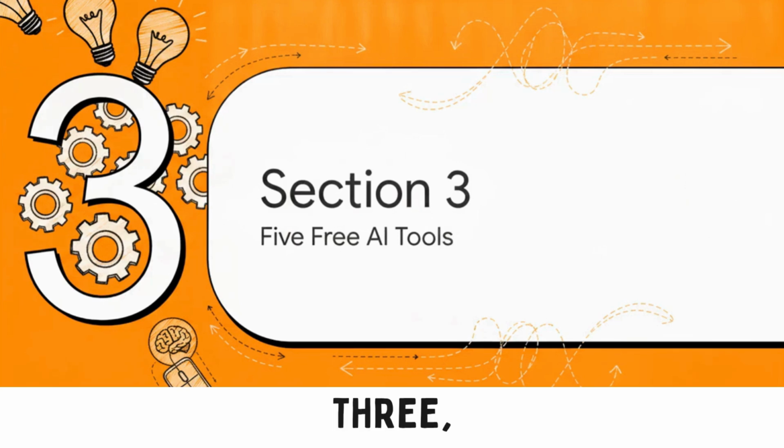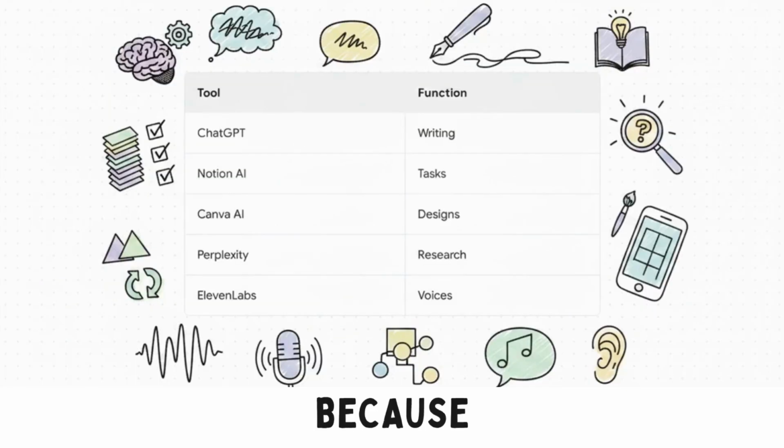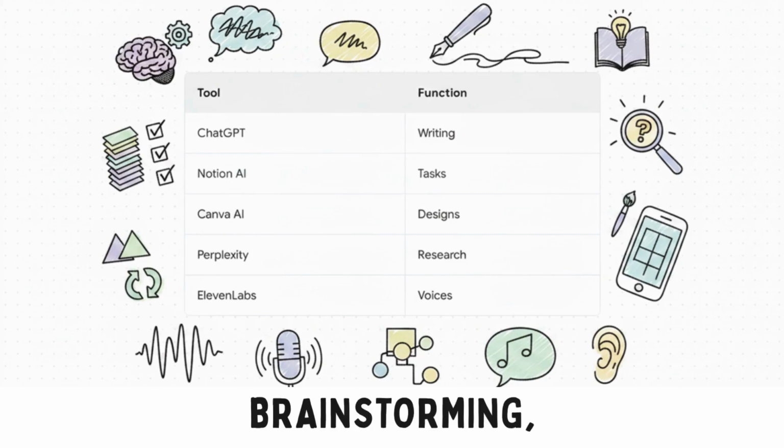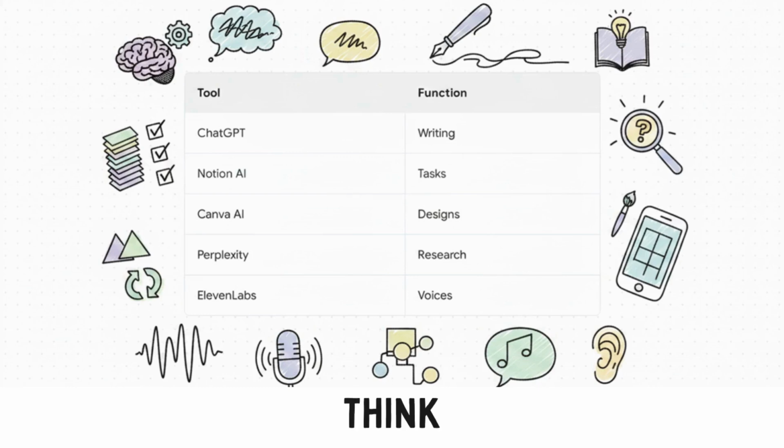Next up, Section 3, 5 free AI tools. Now that we actually know how to talk to the AI, we need the right tools for the job. Let's run through these quickly, because these 5 free tools are basically your new superpowers. First is ChatGPT, your absolute go-to for writing, learning, brainstorming, and just quickly solving problems. Think of it as your drafting board. Second, we have Notion AI, which is brilliant for organizing your notes, managing your tasks, and building structured workflows.